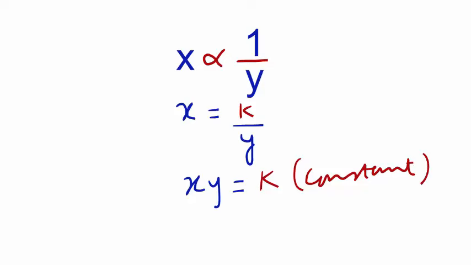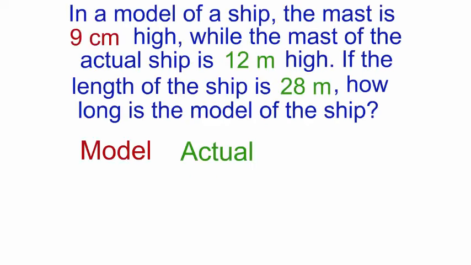Now observe the left hand side of the equation. If x increases, then y has to decrease in order to maintain k a constant. Similarly, if x decreases, then y has to increase in order to maintain k a constant.